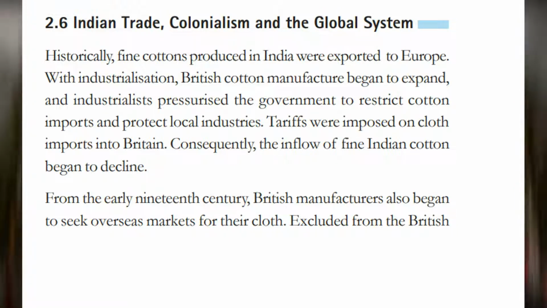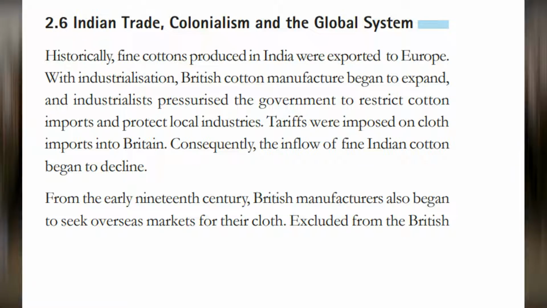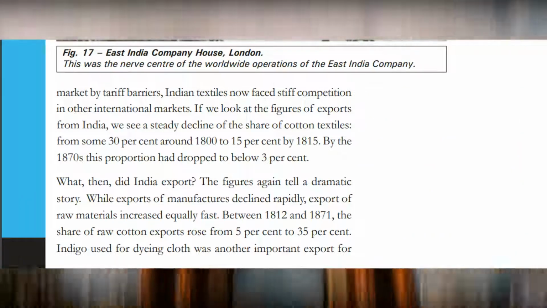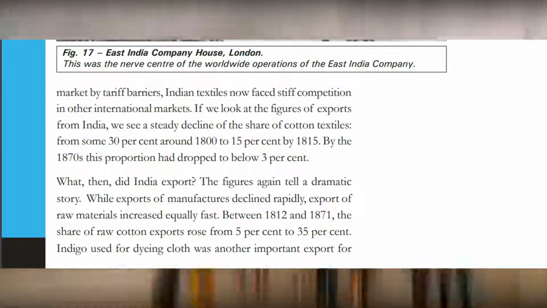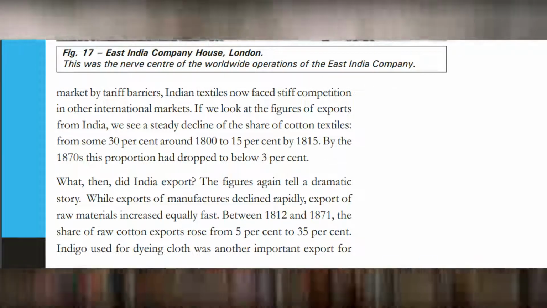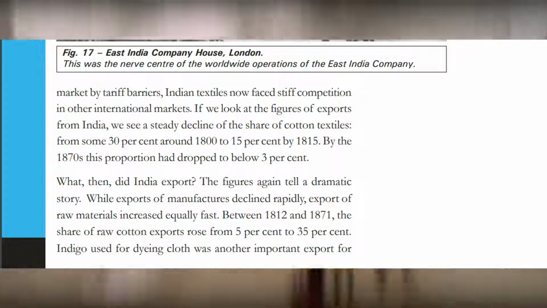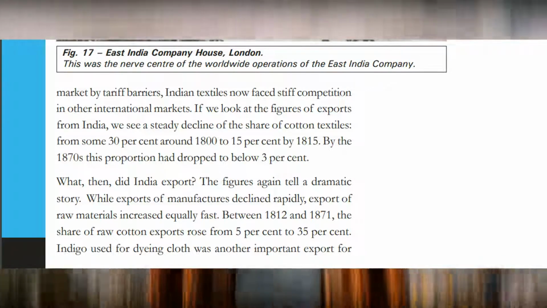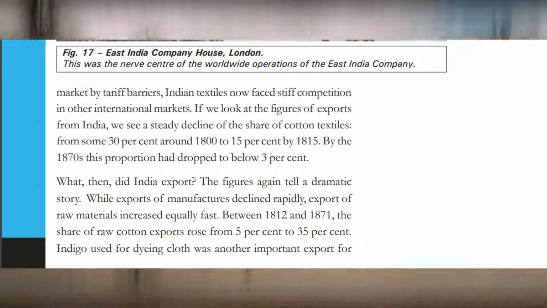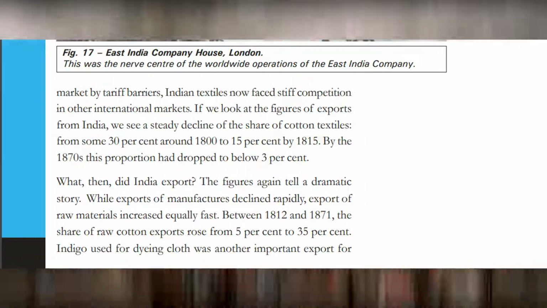From the early 19th century, British manufacturers also began to seek overseas markets for their cloth. Excluded from the British market by tariff barriers, Indian textiles now faced stiff competition in other international markets. If we look at the figures of exports from India, we see a steady decline of the share of cotton textiles, from some 30% around 1800 to 15% by 1815. By the 1870s this proportion had dropped to below 3%.